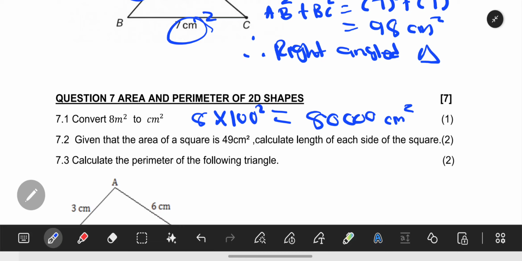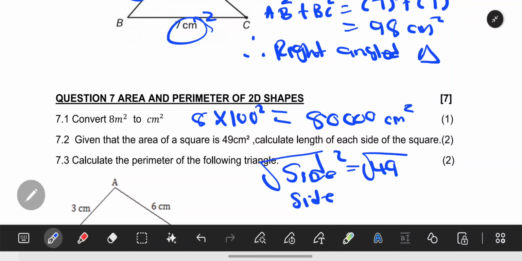And then 7.2, it says given that the area of a square is 49, calculate the length of each side of the square. Okay, so side squared is equal to 49. And we square root both sides to get one side. So side is equal to 7 centimeters. That's what we're supposed to do. Okay, and now we are moving to 7.3. Allow me to erase here.